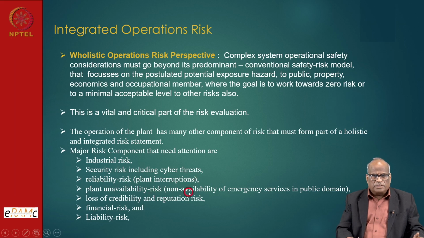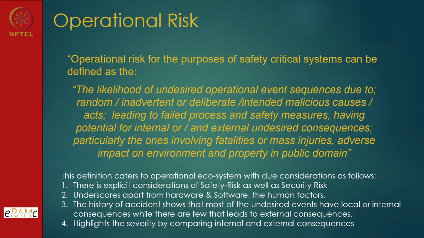Plant unavailability risk, again the same. So plant reliability and availability go hand in hand together. Loss of credibility and reputation risk: these are the spin-off or indirect consequences. Financial risk and liability risk. So a holistic view should be taken whenever we are operating any complex or safety critical or risk critical system actually. So this is just a definition.